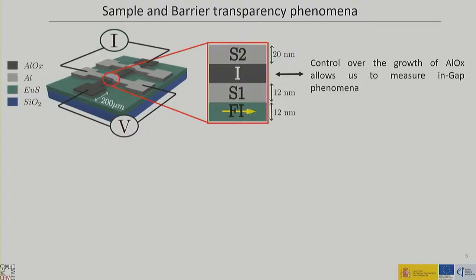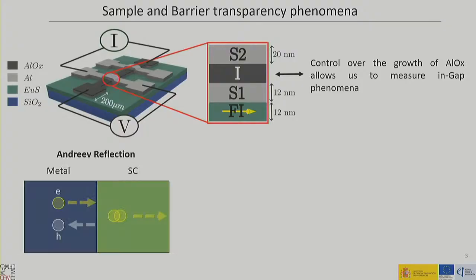And if you make it transparent enough, you can start to resolve subgap transport processes, like typically Andreev reflection. So this is strongly related with this Andreev bound state that you just heard about. And very quickly, so Andreev reflection, basically you have a metal and a superconductor. An electron arrives to the superconductor. It cannot penetrate because there are no states available for electrons. So it's going to induce a Cooper pair, and then a hole is going to get retroreflected.